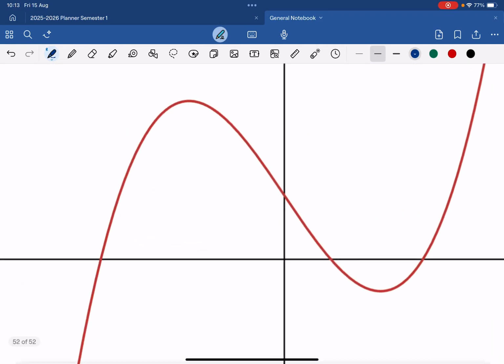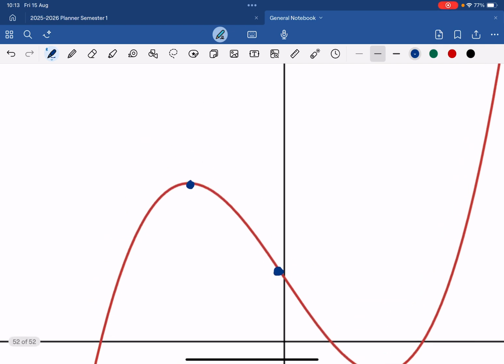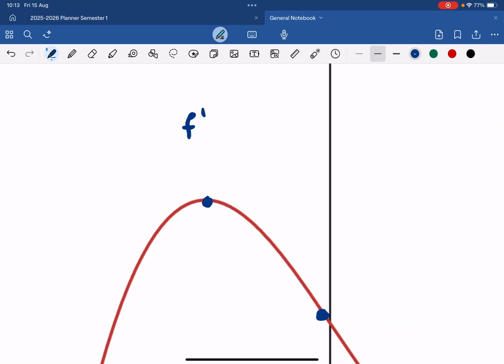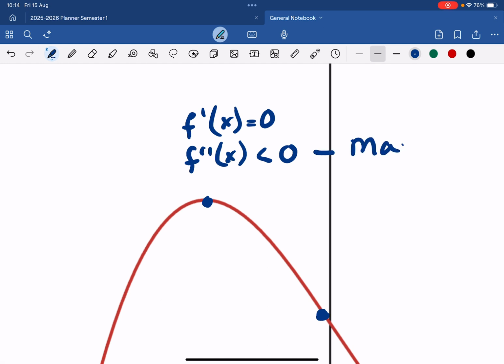Let's carry on looking at our turning points and stationary points, which includes a point of inflection. Now at the turning point, the maximum or minimum, if we call this graph f(x), then here at the maximum or minimum, f'(x) is equal to 0. But at the maximum, if I differentiate again, f''(x), that value will be less than 0. And that will show me that I have a maximum point.